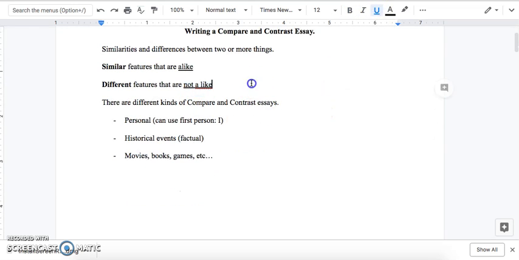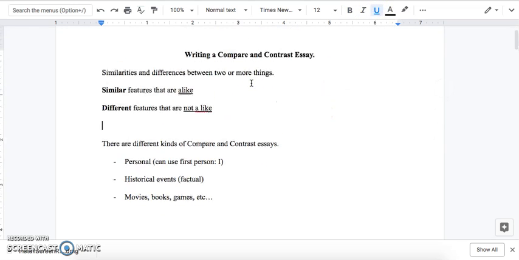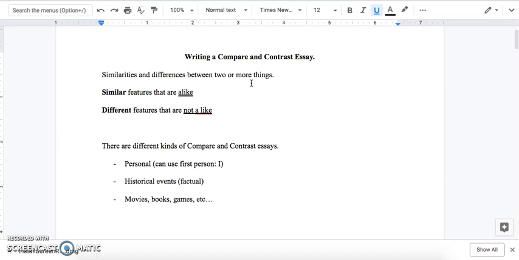Okay, so now that we know what similar and different means, we're just going to discuss really fast what compare and contrast means. When you compare two things, you show the ways in which they are similar, and when you contrast two things, you show the ways in which they are different. So similar and compare go together, and different and contrast go together.